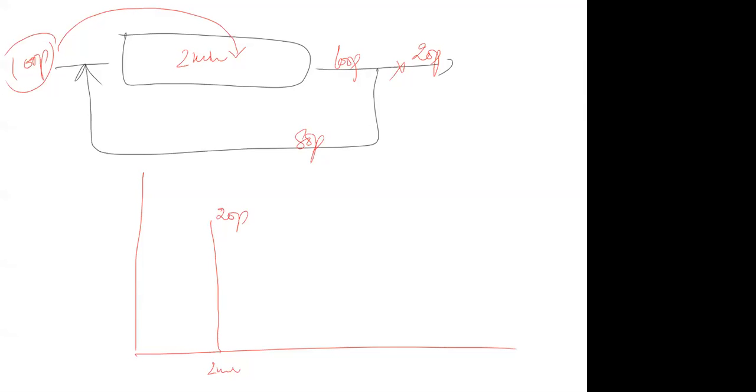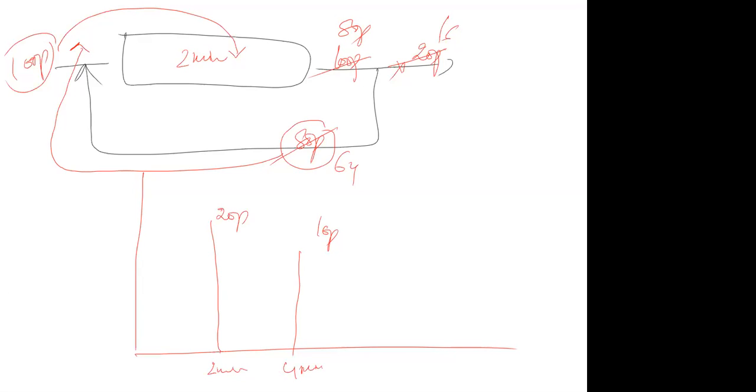These 80 particles which are recycled will go to the reactor for another 2 minutes. After that you will get 80. Out of 80, 16 will exit and 64 will come back because of the recycle. So 16 particles come after another 2 minutes, that means 4 minutes residence time. If R equals 1, then 50 goes this side, 50 goes this side. So like this, multiple peaks come.